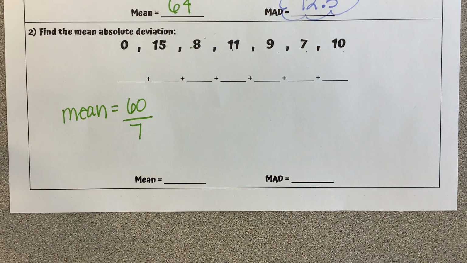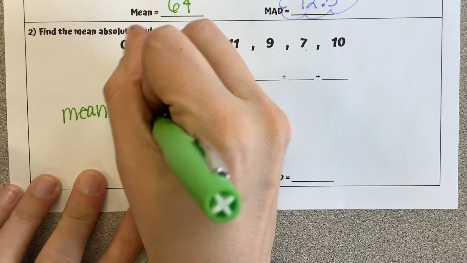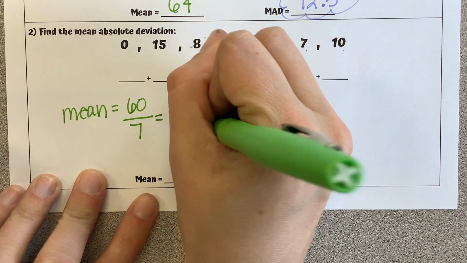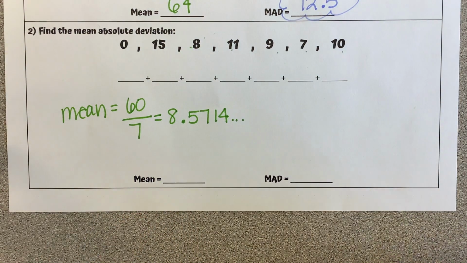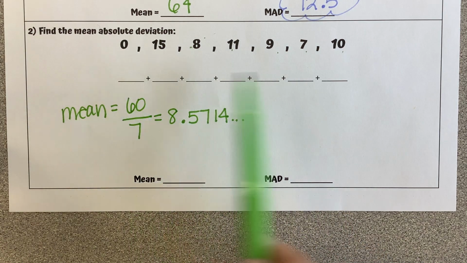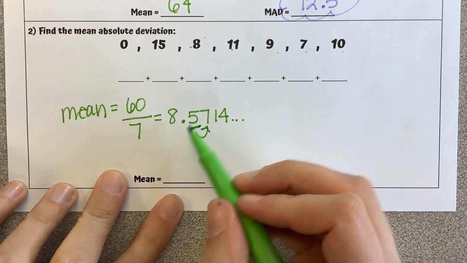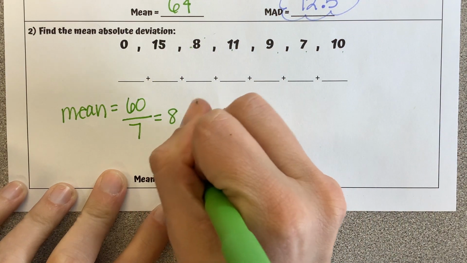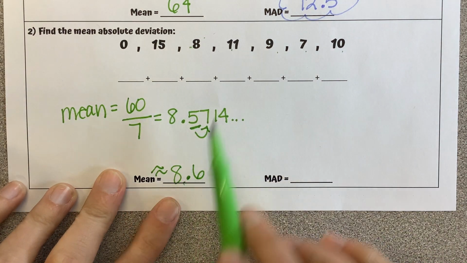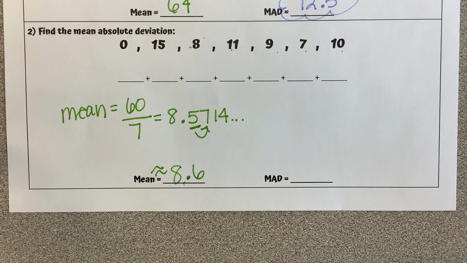Okay. Which I get about 8.5714 and so on. We don't want to have to use all of these decimal values. That'd be a lot of work to fit up here. So instead I'm going to round to the nearest tenth. My 7 tells me to round my 5 up to a 6. So our mean is going to be about 8.6, and that's what we're going to use when we calculate the distances. You might be able to do this in your head. If not, it's definitely helpful to have a calculator.